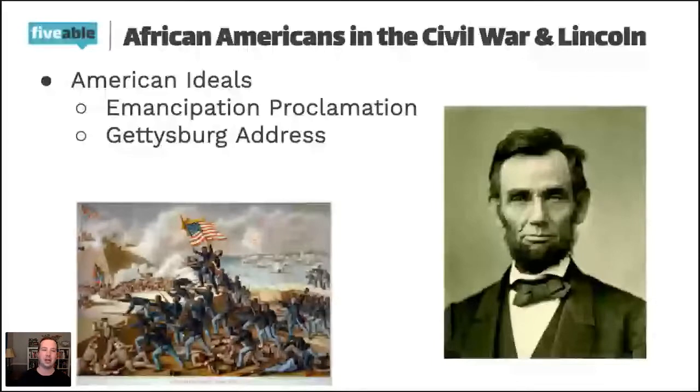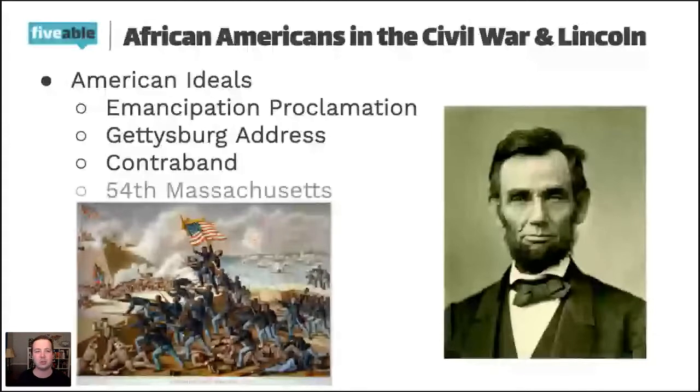And so you get contraband where slaves run away, but you also get the 54th Massachusetts, which are a very powerful, good example. If you've seen the movie Glory, you know what I'm talking about. A really powerful example of African Americans taking their liberation into their own hands, which is fantastic. And Lincoln's all about that.